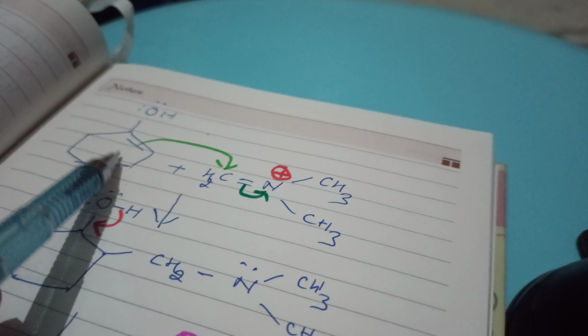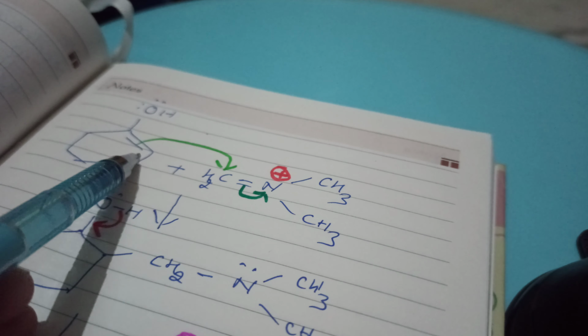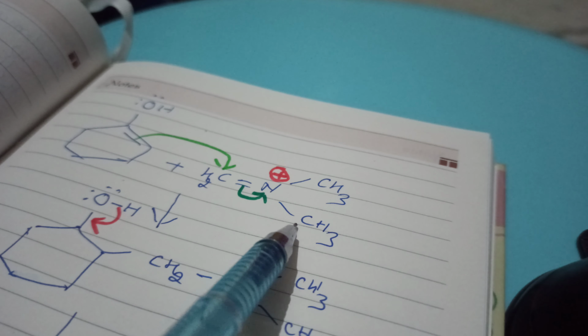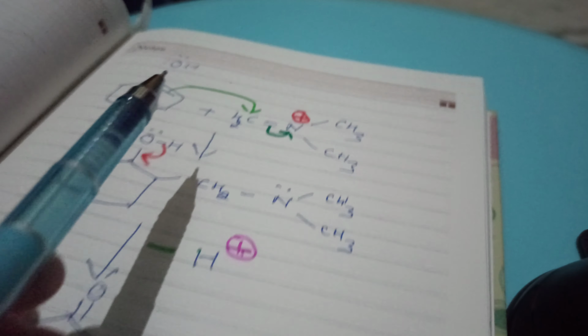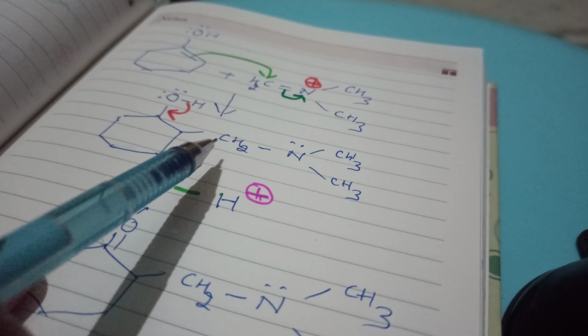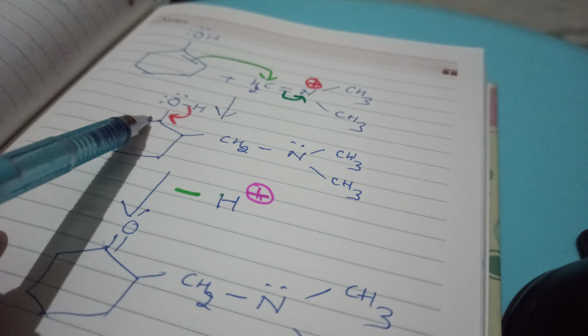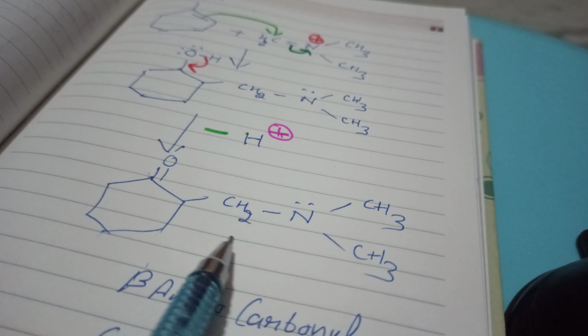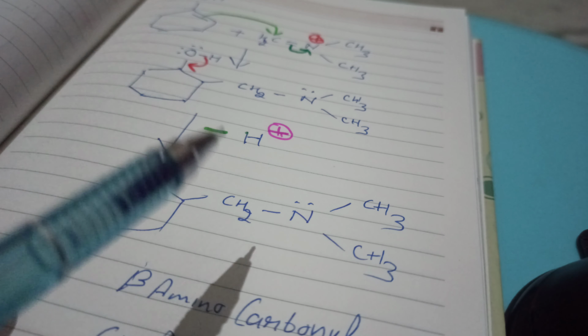enol. In the case of the enol form, the double bond attacks the carbon of the imine and this bond is shifted to the nitrogen. This type of species is formed here, and then this H positive is removed and again the keto form is formed here, and this group is attached to this.